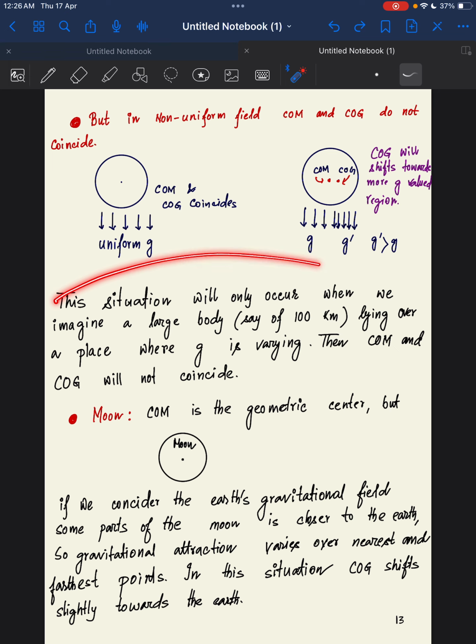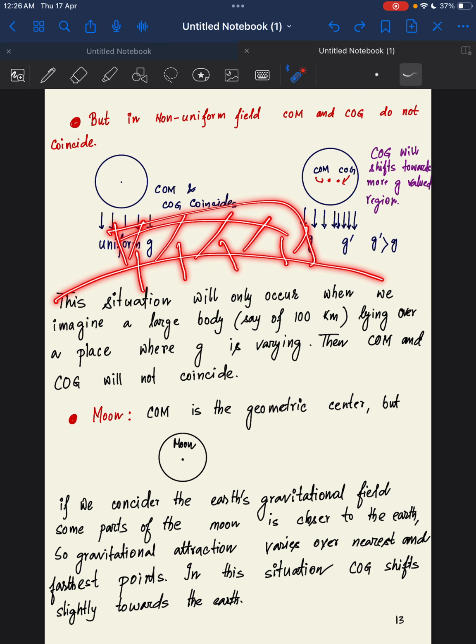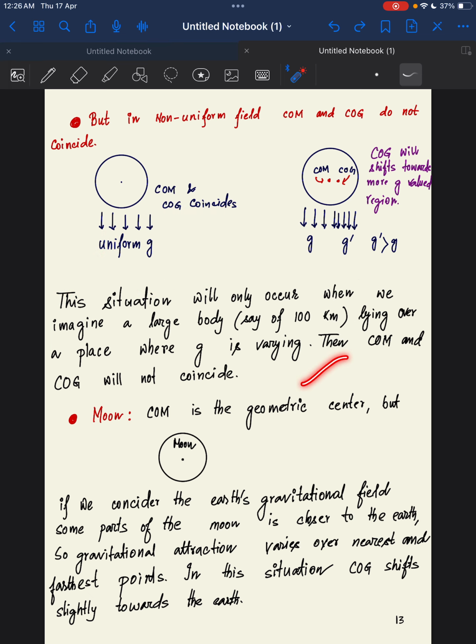Let's say we have the earth's surface, we have a large body over it, and g at this place and at this place are varying all over. So your center of gravity and center of mass will not coincide at the middle point. Depending on the value of g, it will shift. So center of gravity depends on the value of g.